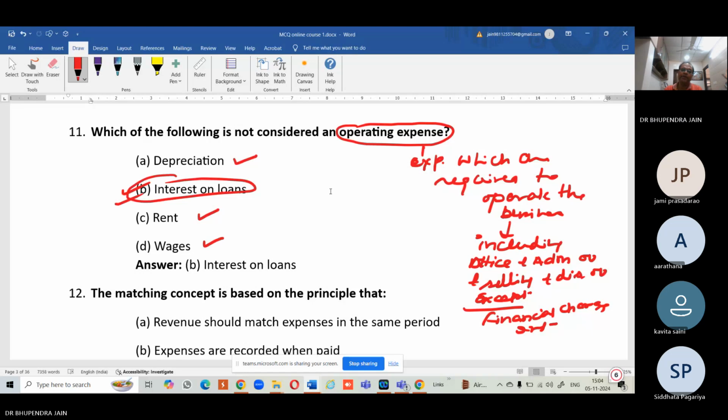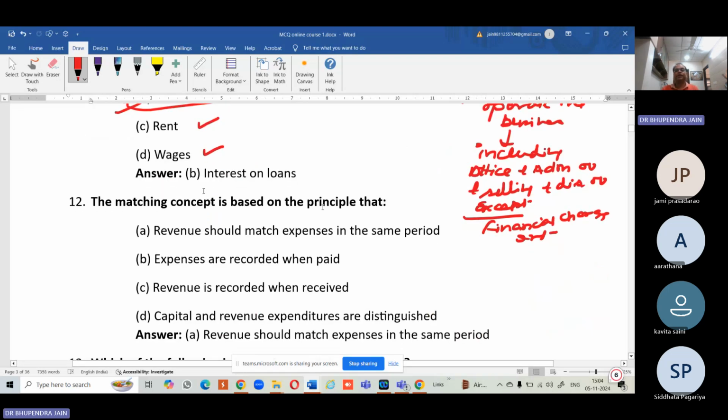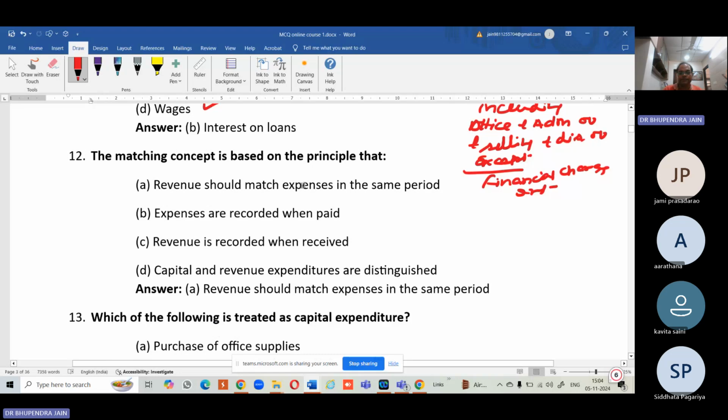Matching concept. We have discussed it in the class. The matching concept is based on the principle that revenue should be matched with expenses in the same period. I think this is the correct answer. Expenses are recorded when paid, wrong. Revenue recorded when received, wrong. Capital and revenue expenditure are distinct, this is also wrong regarding this question. What is the matching concept? Revenue should match with the expenses in the same period. We record in the financial statement all the revenue and all the expenses, then we can find out the profit or loss.